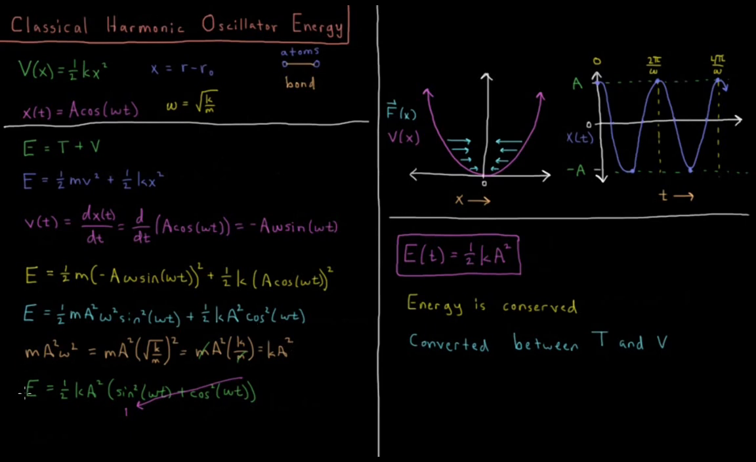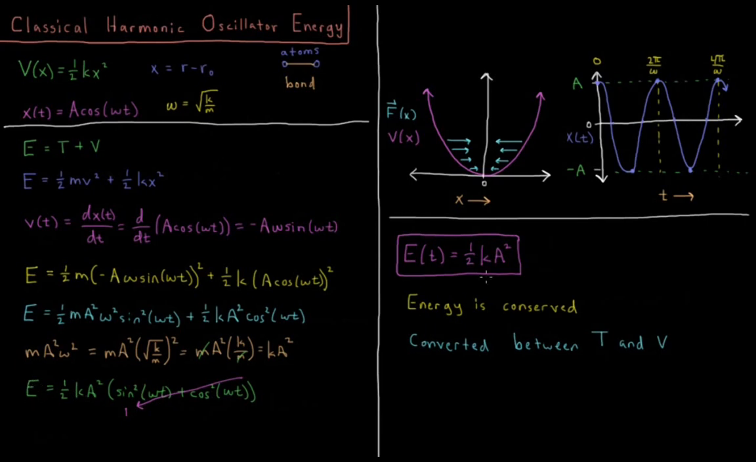So we get that the energy is 1/2 k A squared sine squared omega t, plus 1/2 k A squared cosine squared omega t. So we'll factor out this 1/2 k A squared everywhere, and we'll have sine squared omega t plus cosine squared omega t. So this is the sine squared of something plus the cosine squared of something. And if you don't remember, we have a trigonometric identity that sine squared plus cosine squared of the same argument is equal to 1. So this whole term in parentheses ends up just being 1.